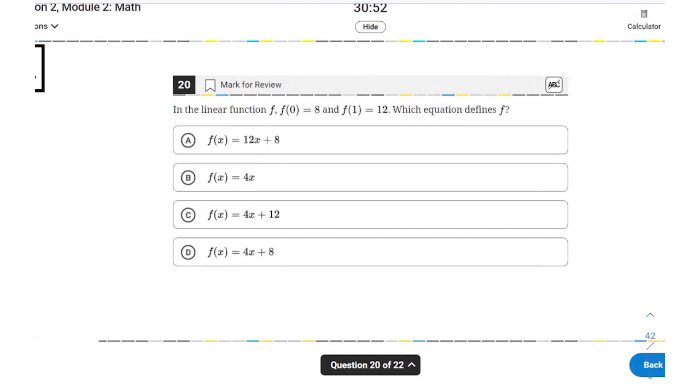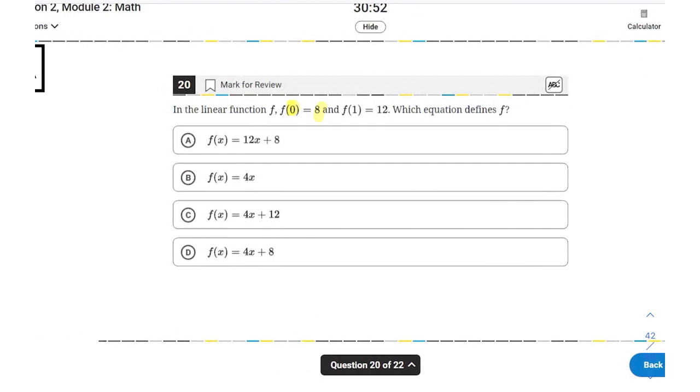So here, let's dive into question 20. In the linear function f, f of 0 equals 8, and f of 1 equals 12. Which equation defines f? So basically, let's talk about what this means in words. When you plug in a 0 for x, you're supposed to get 8 as your result. So let's see which one of these is going to give us that result. If we plug in a 0 for x, we should get 8. All right, let's test it out.